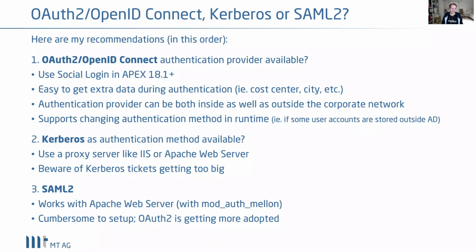So the second option I would prefer is Kerberos, and then you use a proxy server in front of it. But there's also one drawback there. We had some situations where a user belongs to many groups, say like 100 groups in Active Directory, and then the Kerberos ticket gets really big. It gets so big that the Apache web server is not able to handle it anymore. So it actually cuts the Kerberos ticket, so it cannot interpret it anymore. In that case, the authentication won't work anymore.